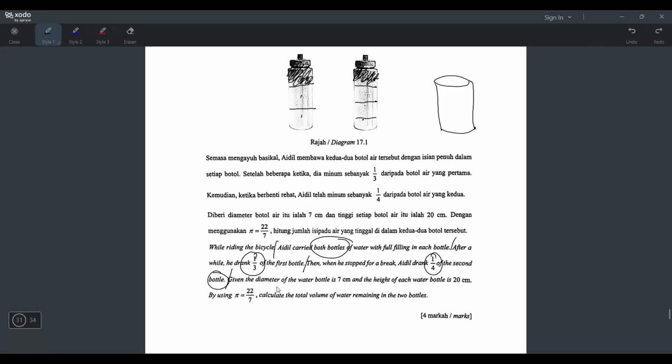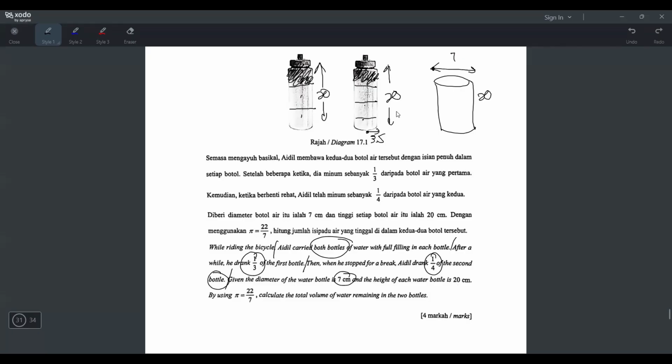Okay, now it says given the diameter is 7 cm. Okay, diameter is the length from here to here. But usually when we calculate, we don't use diameter, we use radius. So take 7 divided by 2, which is 3.5. So the radius is 3.5 and the height is 20, right? So 20, the full height.